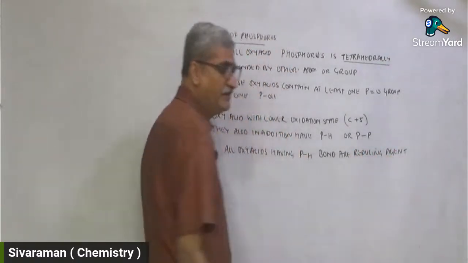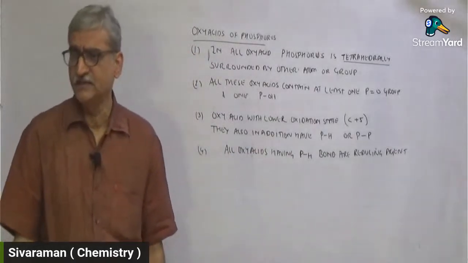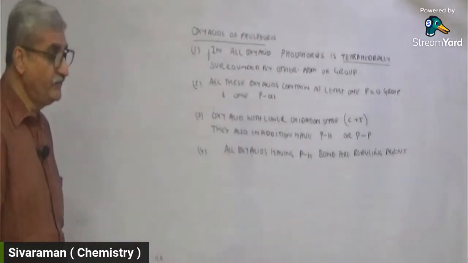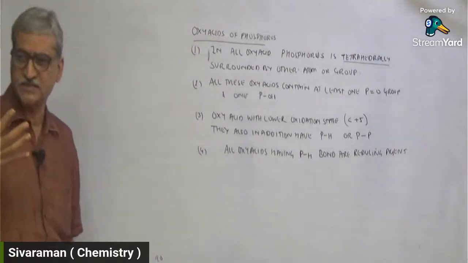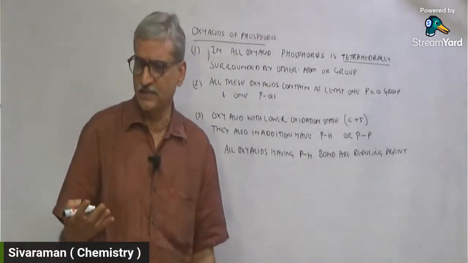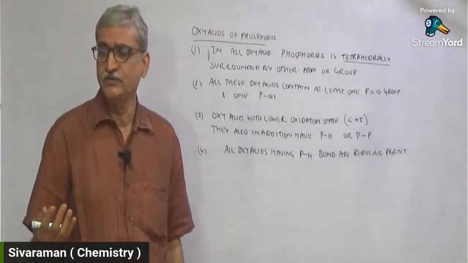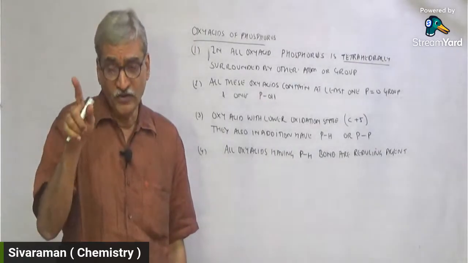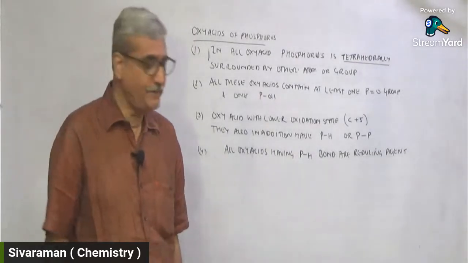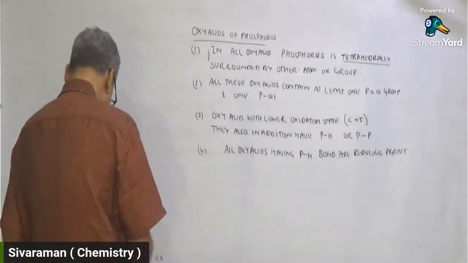Obviously you have to know the structures by heart. So the question will be, which is a reducing agent? There will be 4 distractors. Among the 4 distractors, that's the question they'll ask, which is a reducing agent. So look for that structure which has a P-H bond.